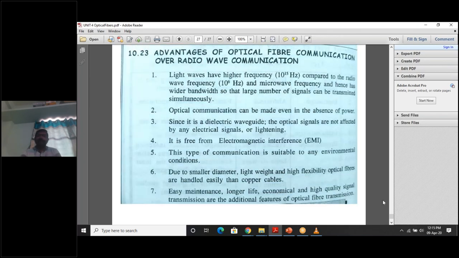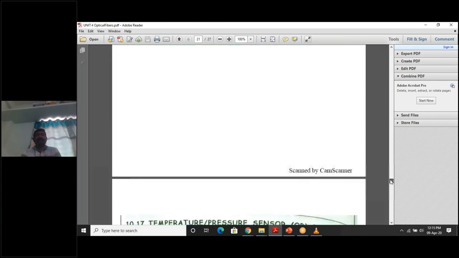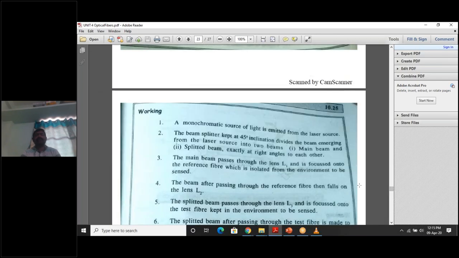If you have more interest, then you can go through the remaining applications also. Apart from optical fiber communication, I have given two or three applications, you just go through them also.